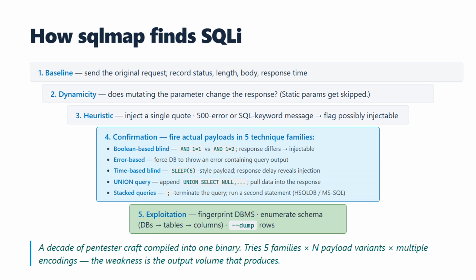The weakness is the output. Every payload tried gets logged. The signal, userid is injectable via union query, is buried in 400 lines of process narration. That's the gap Claude fills.